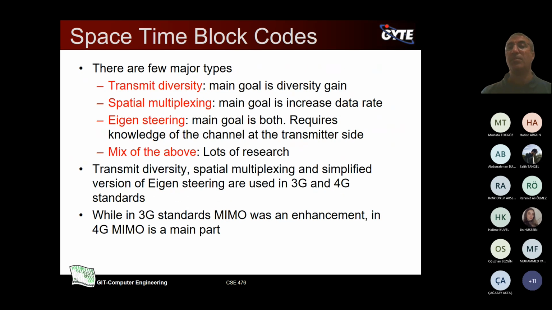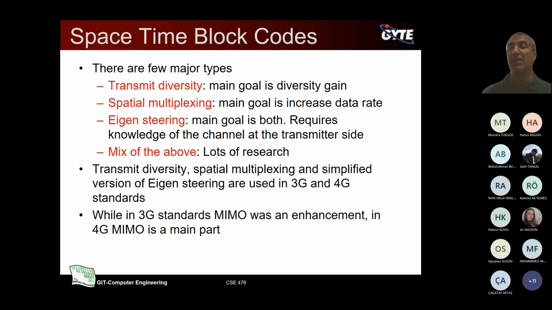Let's look at the space-time block code that is utilized in mobile communication. There are a few major types. One of them is the transmit diversity. The goal in this case is to achieve the diversity gain. We have spatial multiplexing. The goal is to increase the data rate.